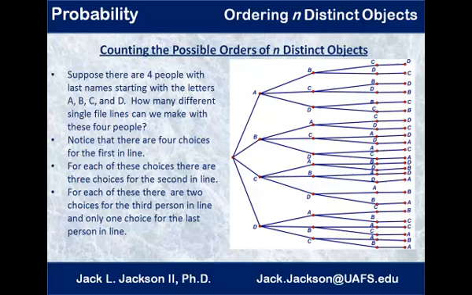Okay, so for each choice of first and second, now we're down to only 2 choices for the third person. So for example, if we choose B and then C, we can only do A or D for the third person. And once the first 3 are chosen, we really only have the 1 choice left for the fourth person because they're completely determined. There's only 1 person left.